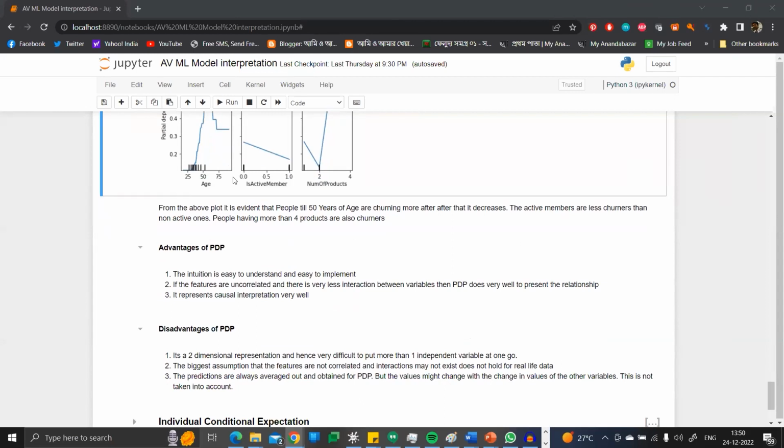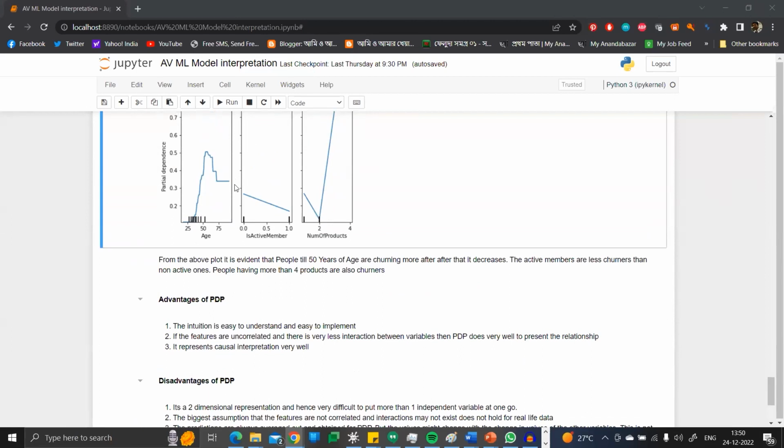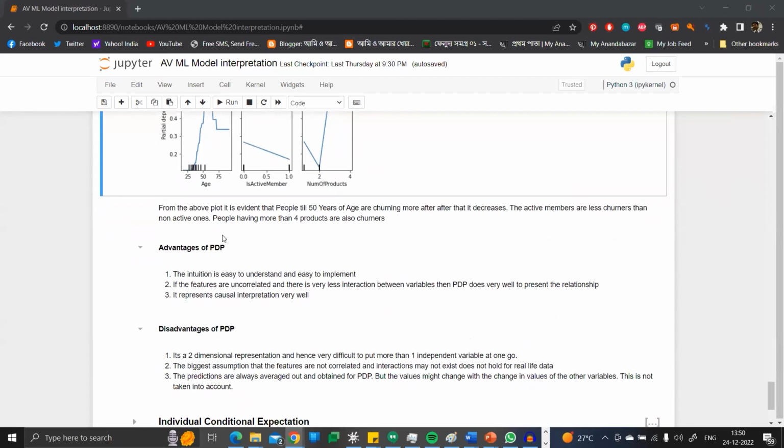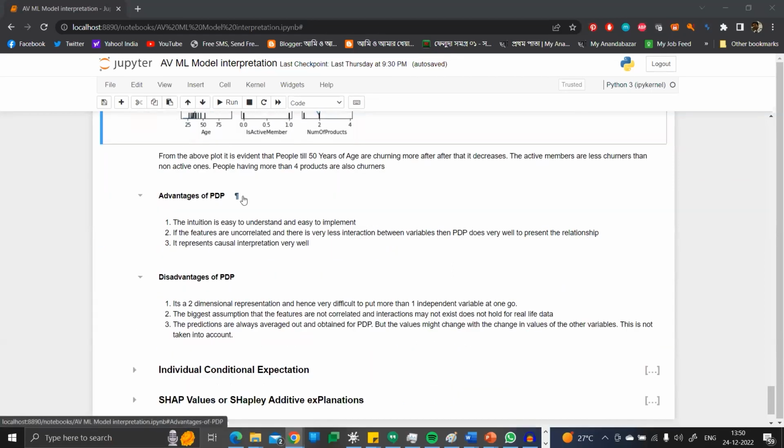What are the different disadvantages? It's only a 2-dimensional representation. It can only show one variable at one go. But machine learning models are not dependent on 1 variable. They are dependent on more than 1 variable. Make sense? So over here, that is one of the flaws. Second, bigger level interactions. If you have a lot of correlated features, this plot will not at all work over there.